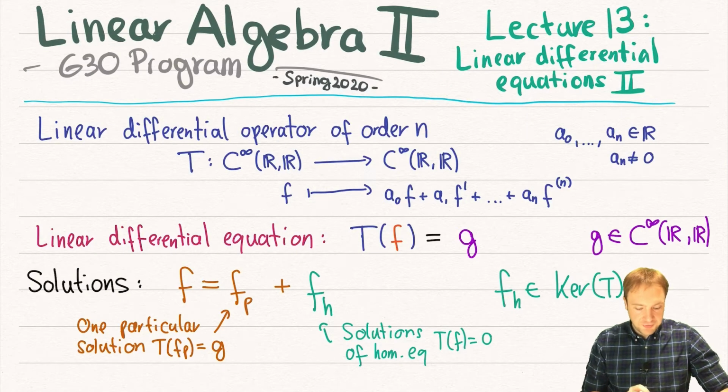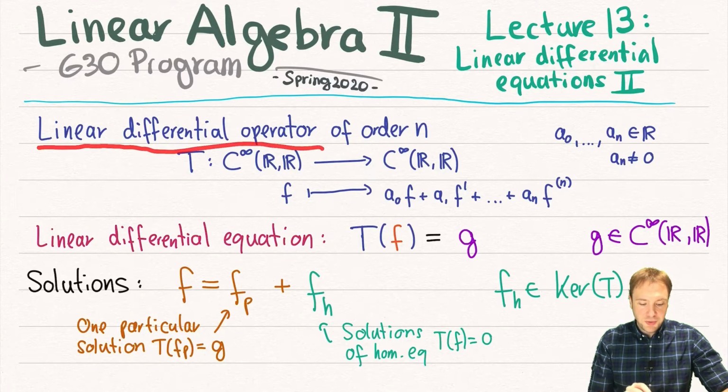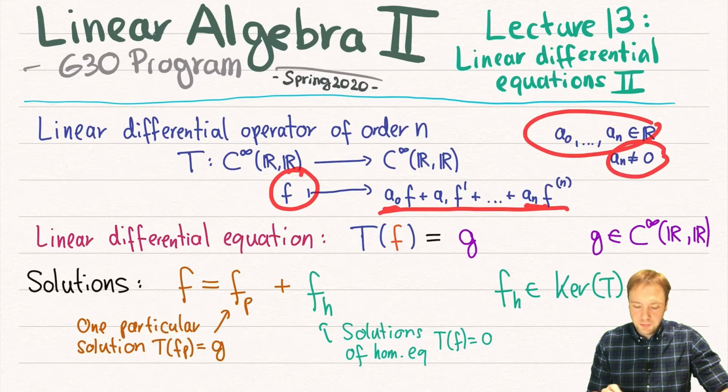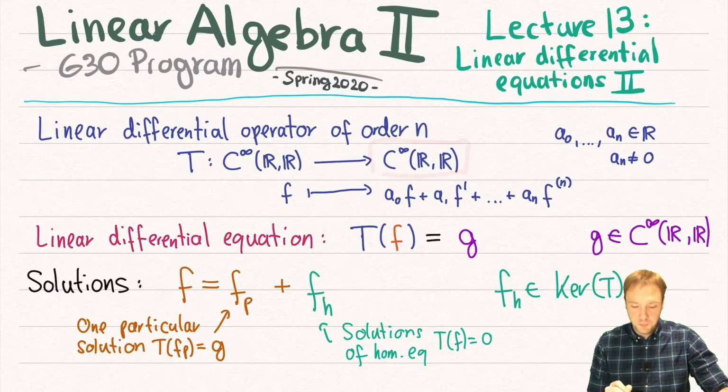So these we introduced last time as follows. First we introduced a linear differential operator, which was a map from the space of smooth functions to the space of smooth functions. And we said such a map is a linear differential operator of order n if it sends the function f to a sum like this, where a0 up to an are real numbers and an is not 0. It sends f to a0 times the function f itself, plus a1 times the first derivative, up to an times the nth derivative of this function f. And this gives again a smooth function.